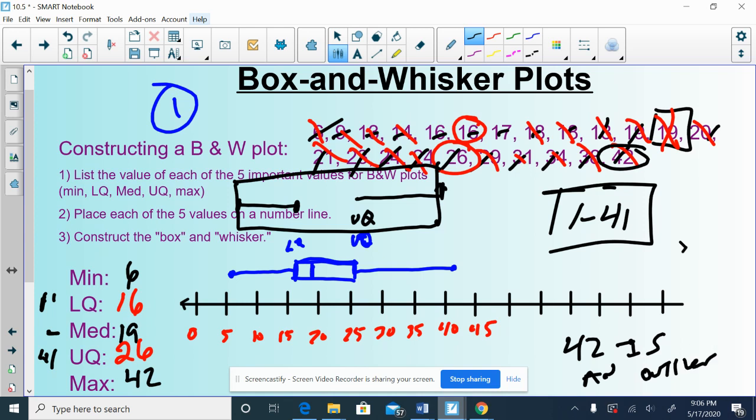So these are the steps for creating a box and whisker plot and also deciding if something is an outlier. You have a couple of questions that basically do the same thing for homework. Please let me know if you have any questions.